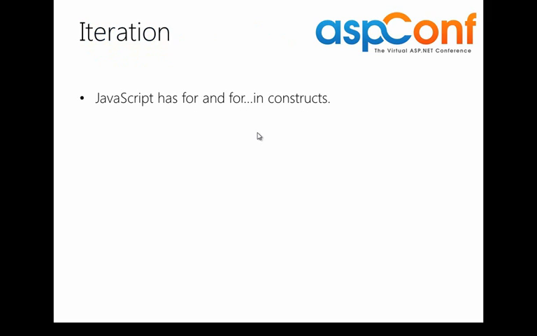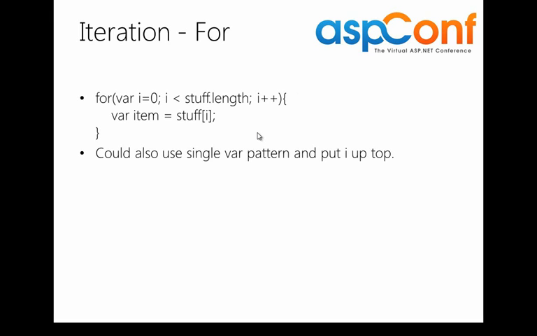Right, iteration. There are two constructs in JavaScript for iterating over things. One is for, and the other is for-in. And a lot of people typically see for as equivalent to for loops in C#, and for-in as something equivalent to foreach in C#. There is actually a difference between the two in how they work.